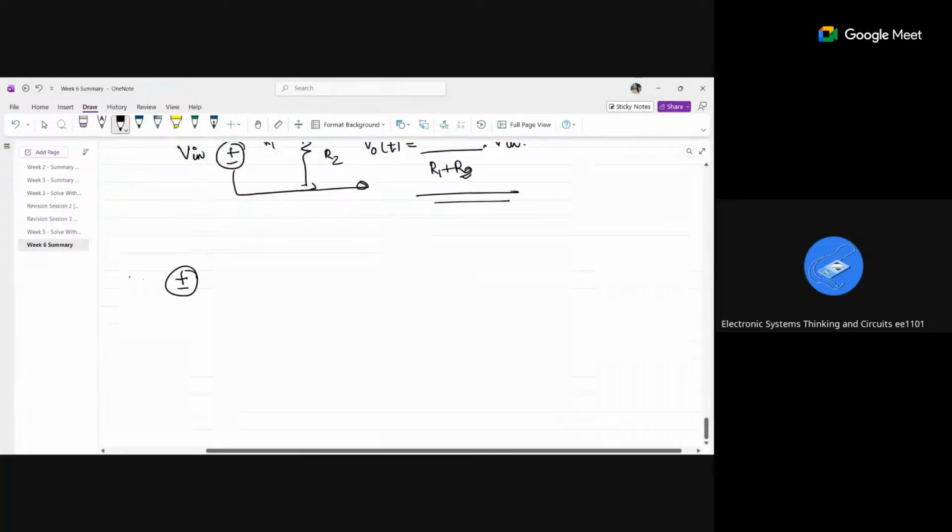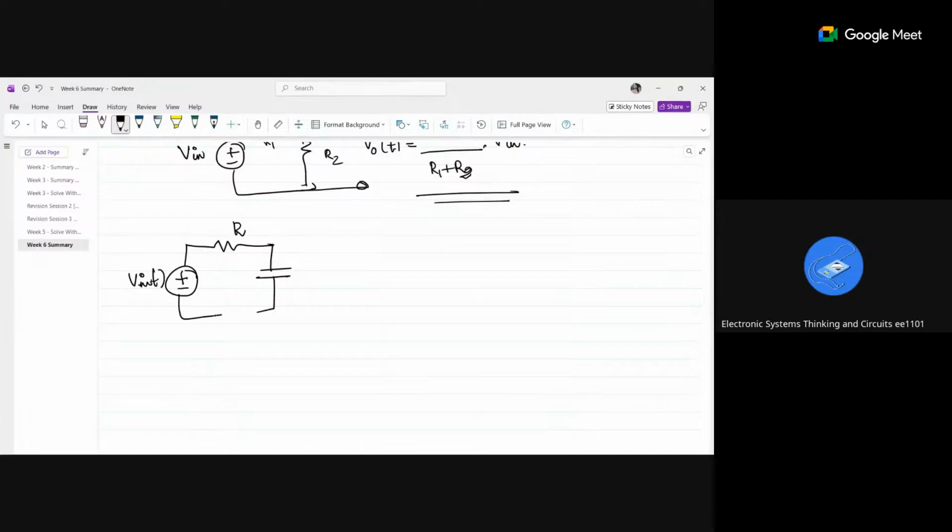In the same way, now we are going to find, if the circuit is like this, there is an R and there is a capacitor. Instead of R2, there is a capacitor, and we are going to find the voltage across the capacitor. This we call the RC step. Finding VC of t, we call it the RC step response. So we are going to derive the equation for VC of t.